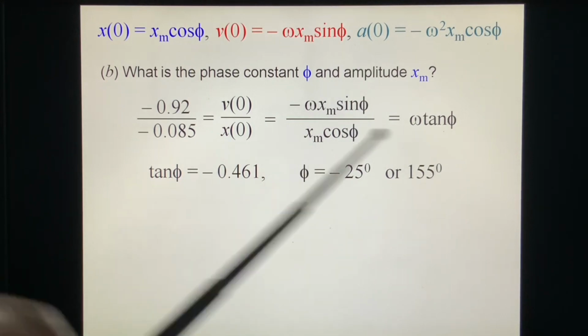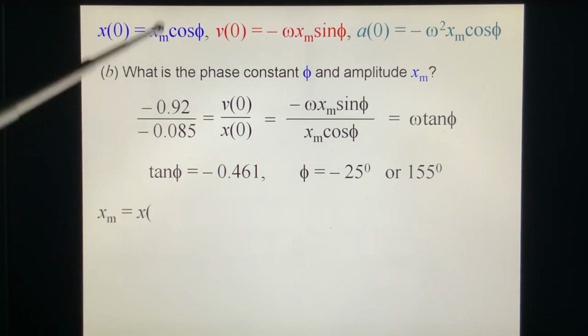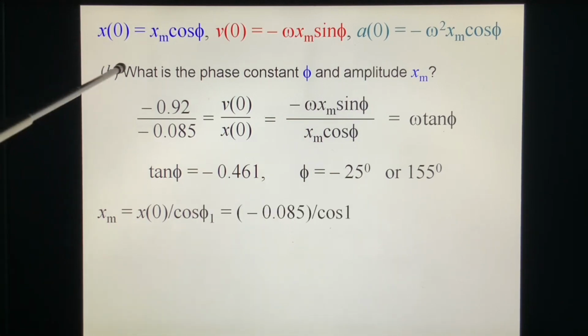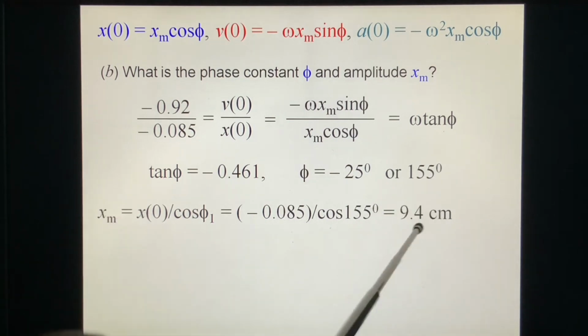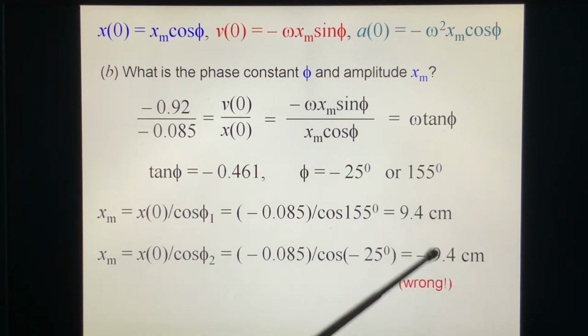Which one is right? Or both are right? Or both are wrong? We see this one. We put phi in x at time 0 and, with v, we get xm equals 9.4 centimeters. Then we check this one. We put the cosine of minus 25 and x0, and we get xm negative. And we found this one is wrong. Why is it wrong? Because by our definition, the amplitude xm must be a positive number, and here you get a negative. So our answer is 150 degrees.